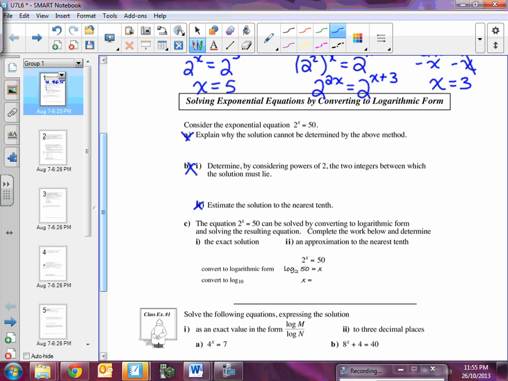We can write exponential equations as logarithmic equations. So you want to write this as log. You want your base to stay the same, so your base will be 2, of 50 equals x. So now you can put this into your calculator and you can solve. When you put this in your calculator, you're going to go log of 50 over log of 2. You always take the logarithm of your argument divided by the logarithm of your base.